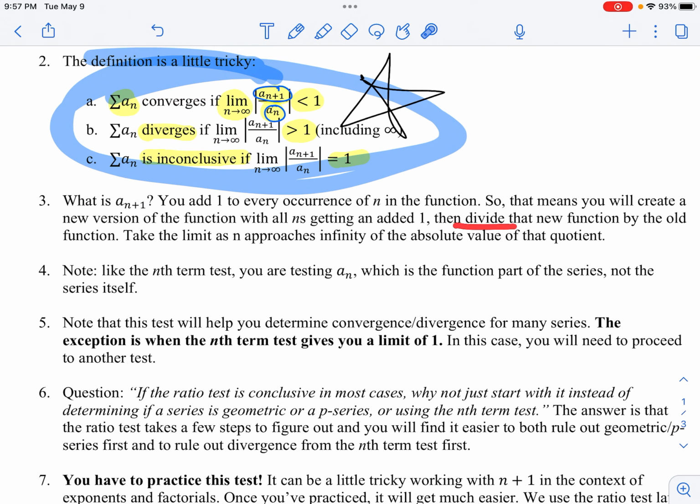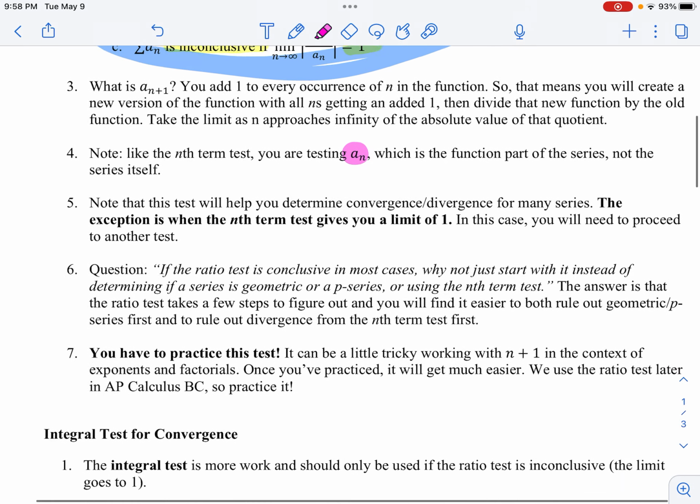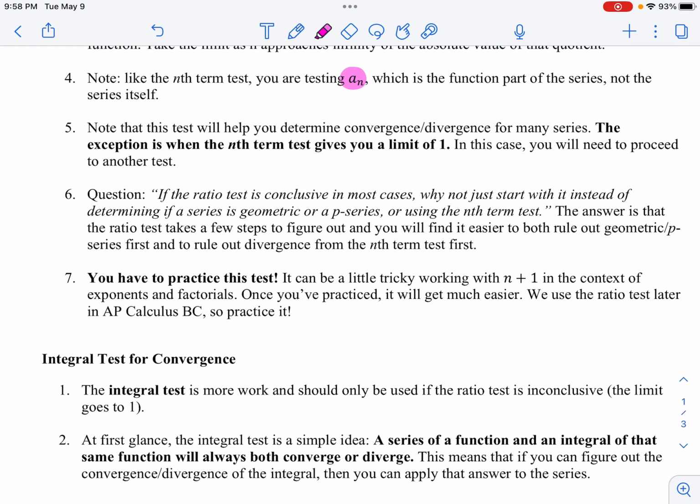All right, now, like the nth term test, you are only testing the function a sub n. You're not testing the actual summation symbol or n equals this to infinity or anything like that. In fact, it doesn't really matter what n starts on these. Now, number 5, note that this test will help you determine convergence or divergence for many series. This is nice. The exception is when you get an answer of 1, a limit of 1. In this case, it's inconclusive, and you'll have to proceed to another test.